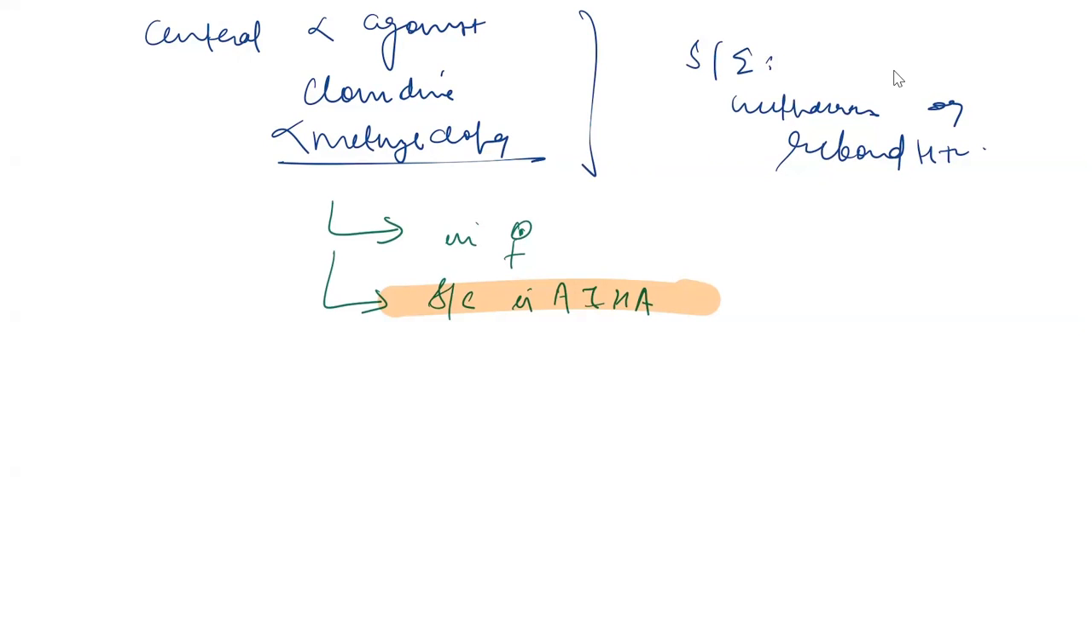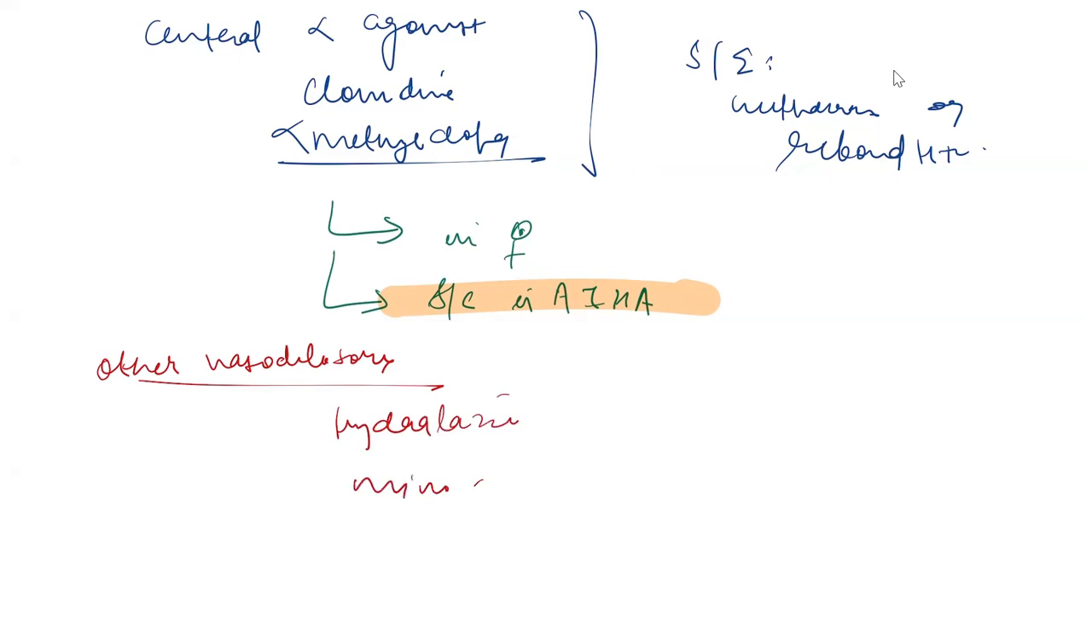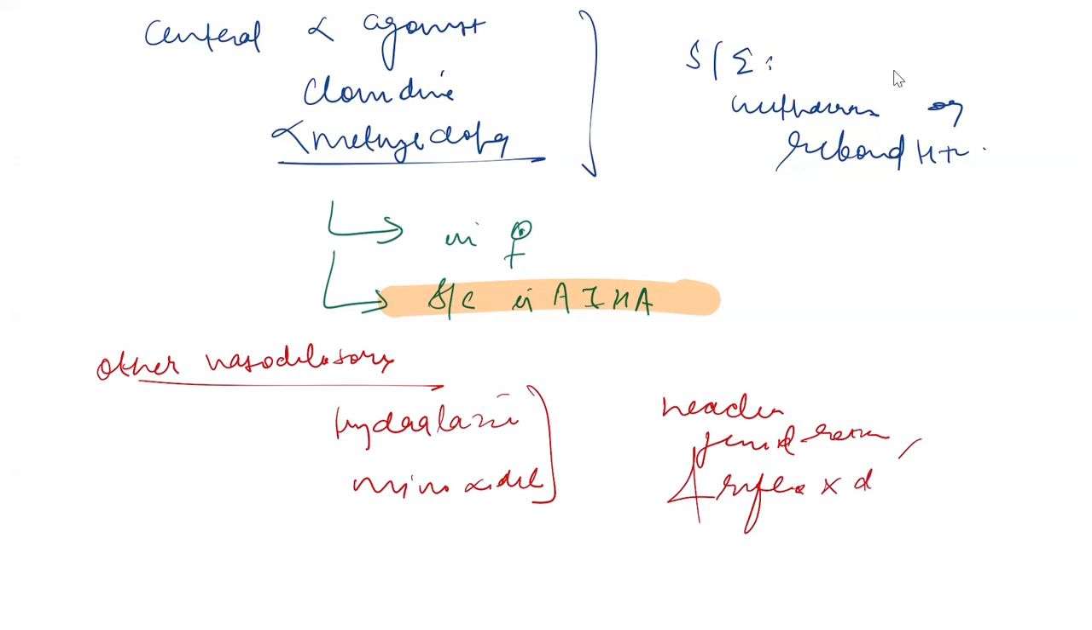Now, next class of drugs is other vasodilators, of which we have two important ones. One is hydralazine, another one is minoxidil. Their side effects are headache, fluid retention, and reflex tachycardia due to vasodilatation.